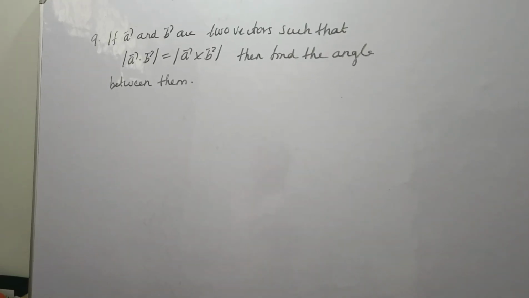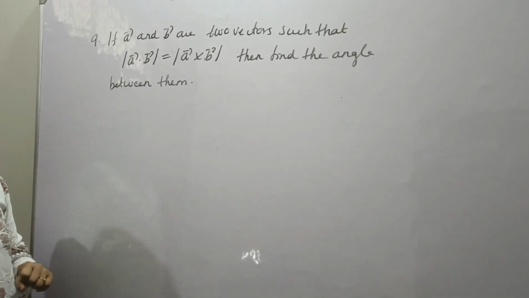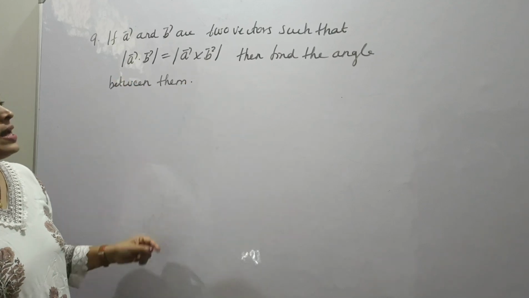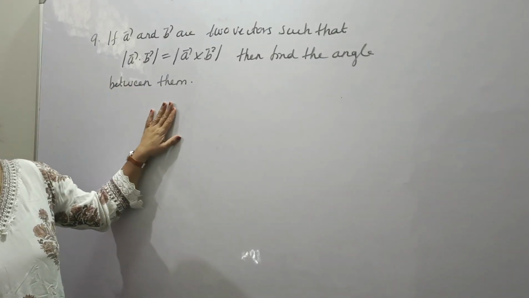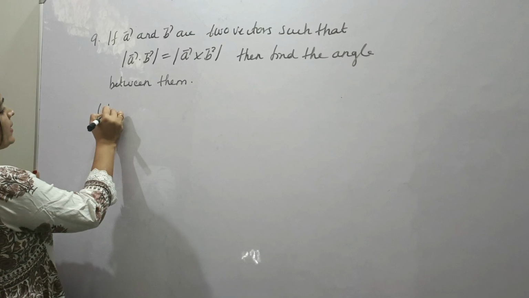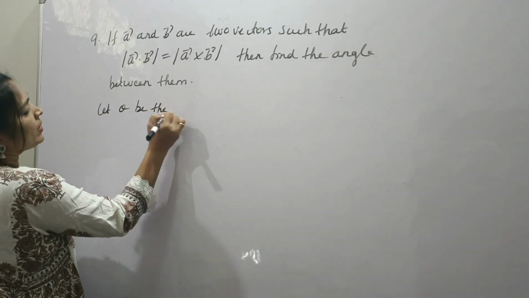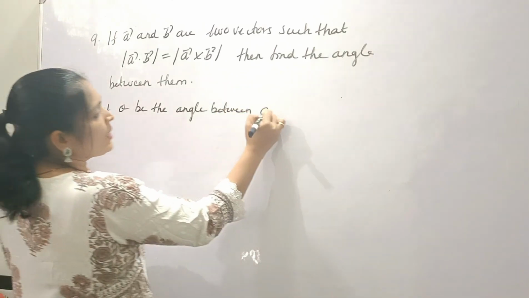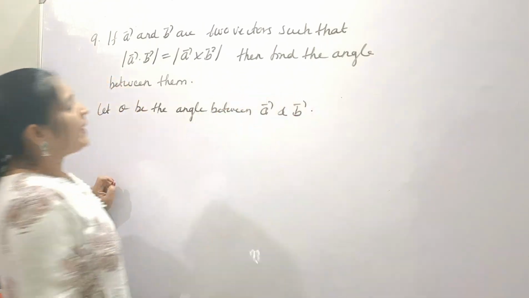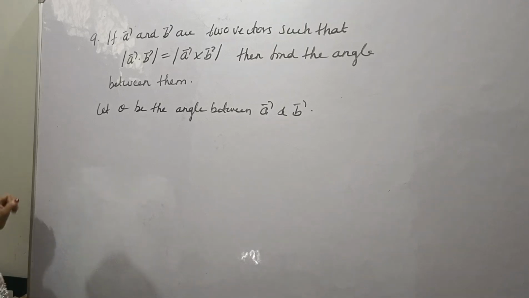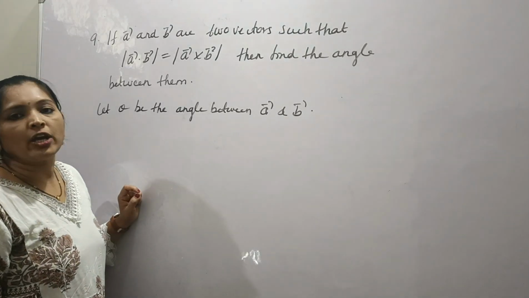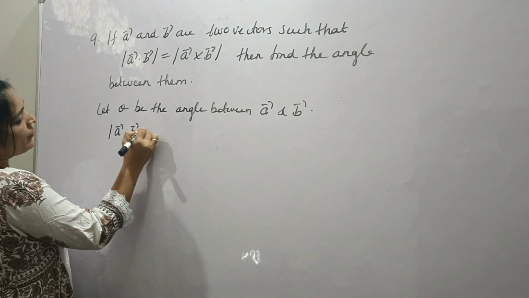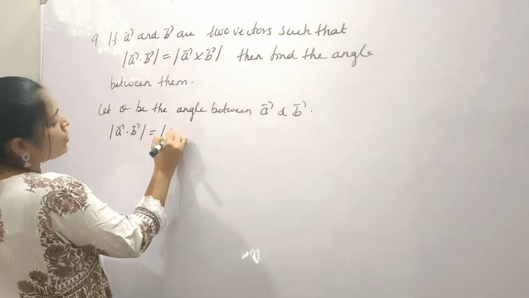If vector A and vector B are two vectors such that modulus of vector A dot vector B is equal to modulus of vector A cross vector B, then find the angle between them. Okay. So here let theta be the angle between vector A and vector B. And it is given that modulus of vector A dot B is equal to modulus of vector A cross vector B.